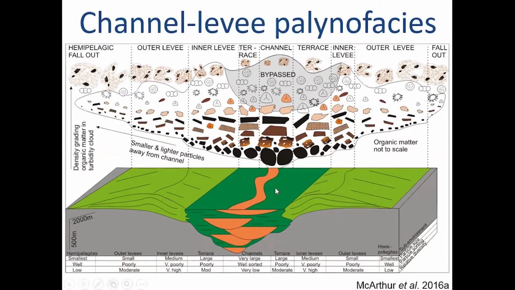And what we can see from our model is that the channel axis contains the largest, densest particles, with the finer fraction inferred to have either been bypassed further on downstream, as we'll look at later, or indeed carried into the overbank type settings, where we see ever finer, lighter, and more elongate particles being deposited as we move out into the overbank, and an eventual mixing with marine matter as the flows likely became diluted and mixed with ambient water.